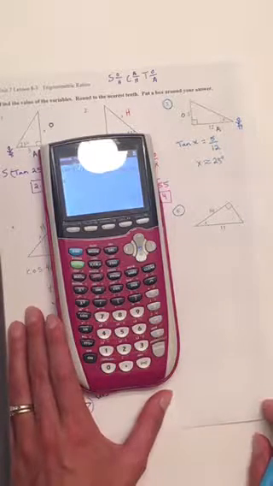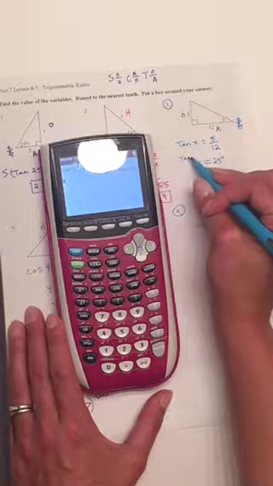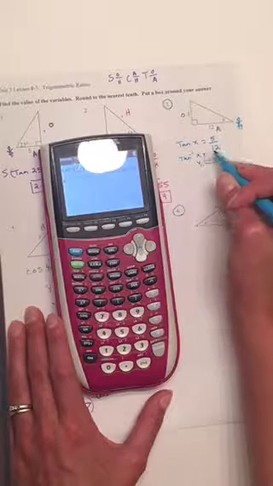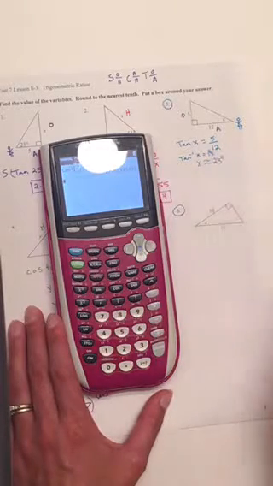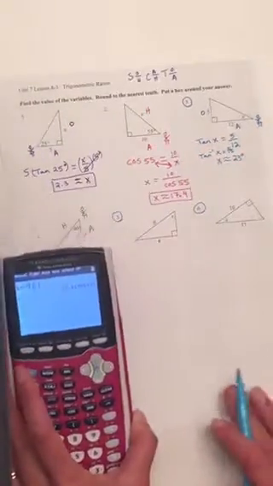Okay, and sometimes you'll see it written like this, inverse tangent of X equals 5/12. And then you can type it in that way. You can do it that way so you can see the notation there a little bit better.